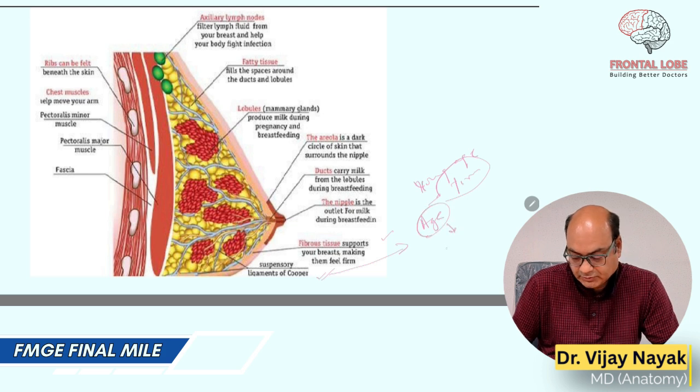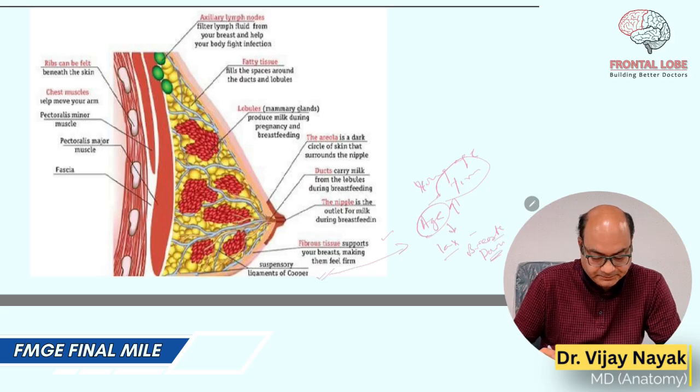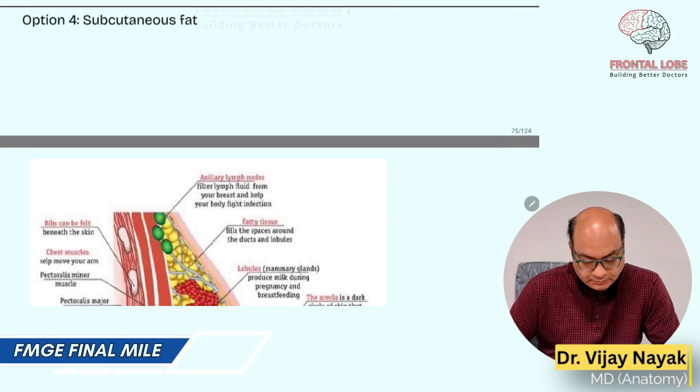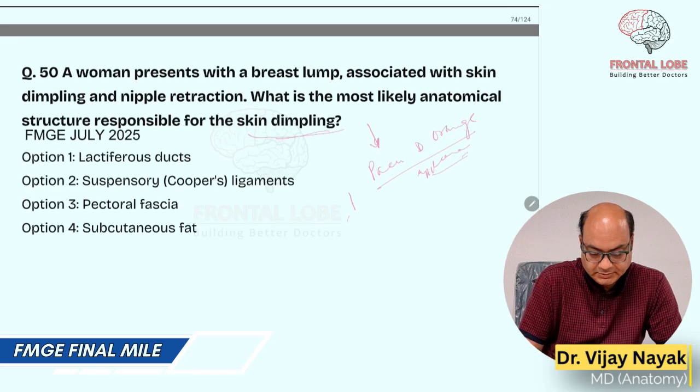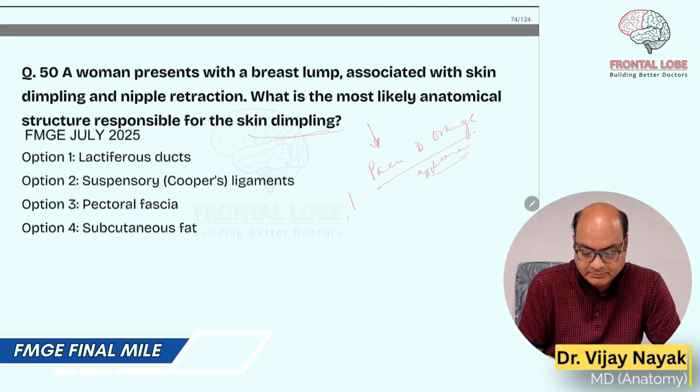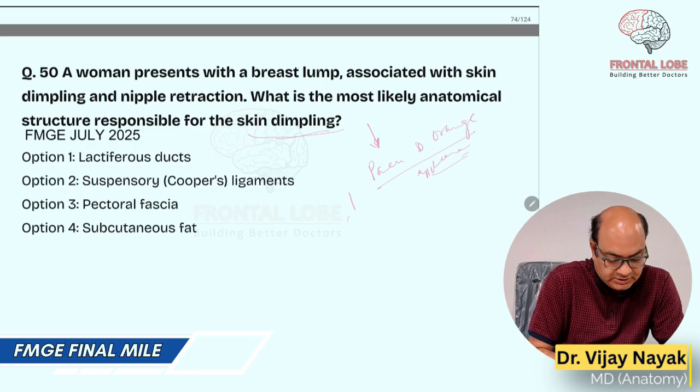The suspensory ligament of Cooper gets lax, so the human breasts become a little bit down and lax. Okay, so the question is what is associated with skin dimpling, and what is the most likely? So the answer here is suspensory ligament of Cooper.